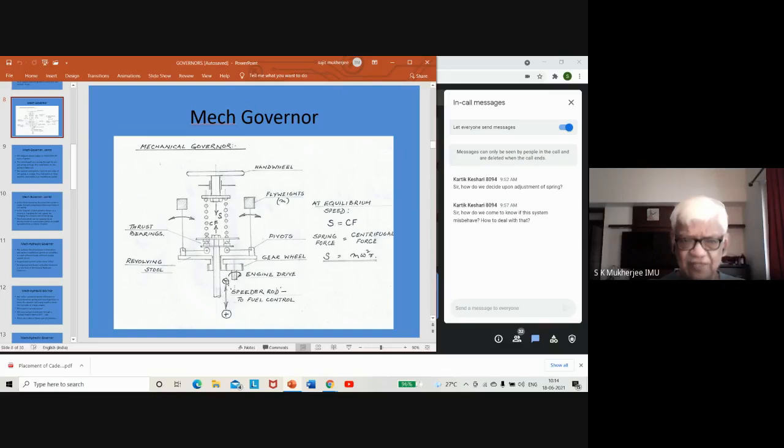This negative, what you see, is going to decrease the fuel. If it decreases the fuel, RPM is going to come down. So the flyweights will again come back to their normal position. So whether it is an increase of the RPM or a decrease of the RPM, it is these flyweights which are going to set the position of the fuel rack accordingly.